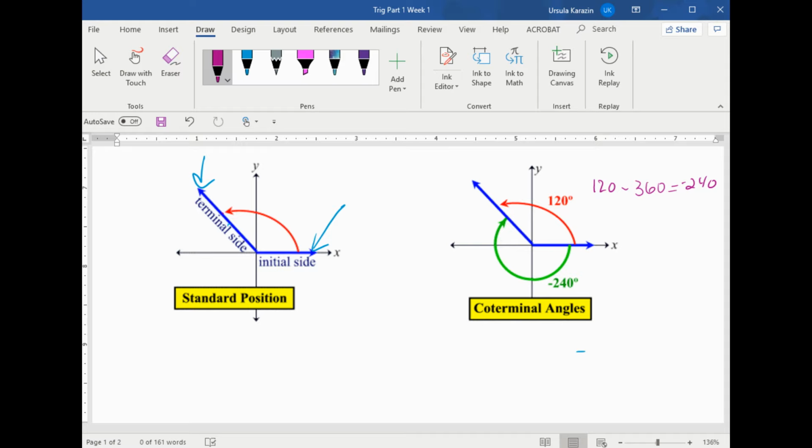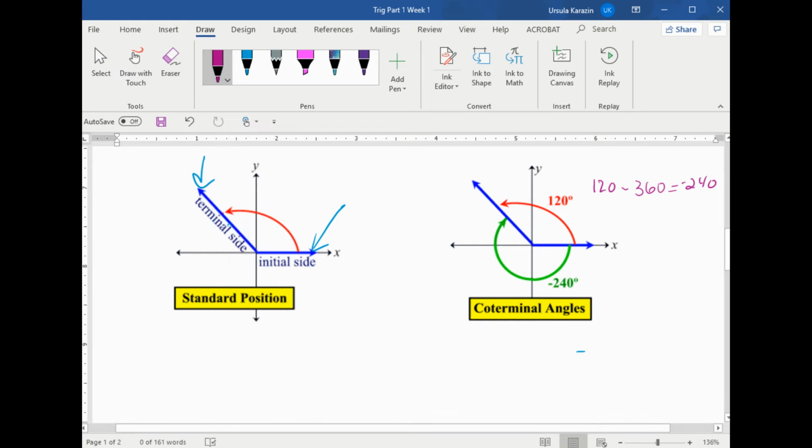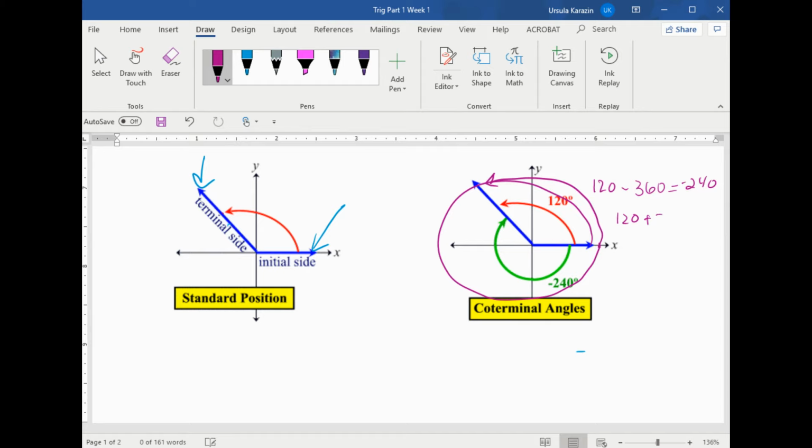All right, so that's one idea, that the two of them went different directions. The other idea is maybe my coterminal angles went the same direction, but maybe instead of doing 120, I first went all the way around 360, and then I went my 120. So in other words, I went my 120, and then I went 360 more. So that would be 480. And those would be coterminal angles also. And notice those are both positive, 120 and 480. Sometimes you want them to both be positive, not one positive, one negative.